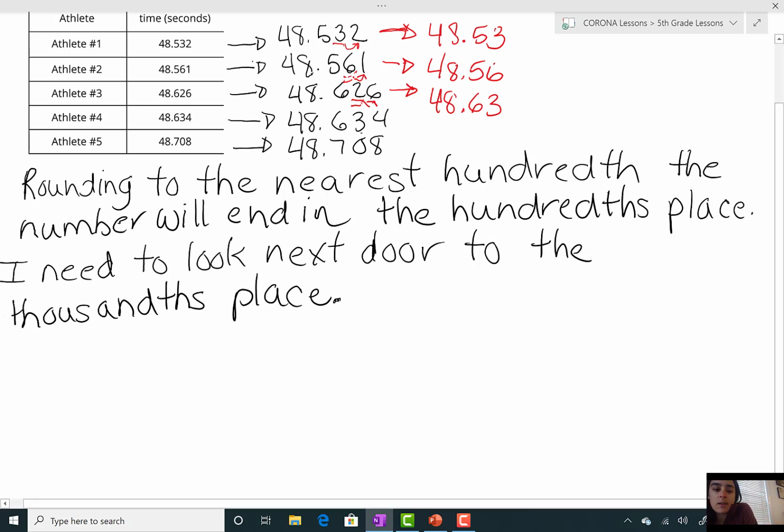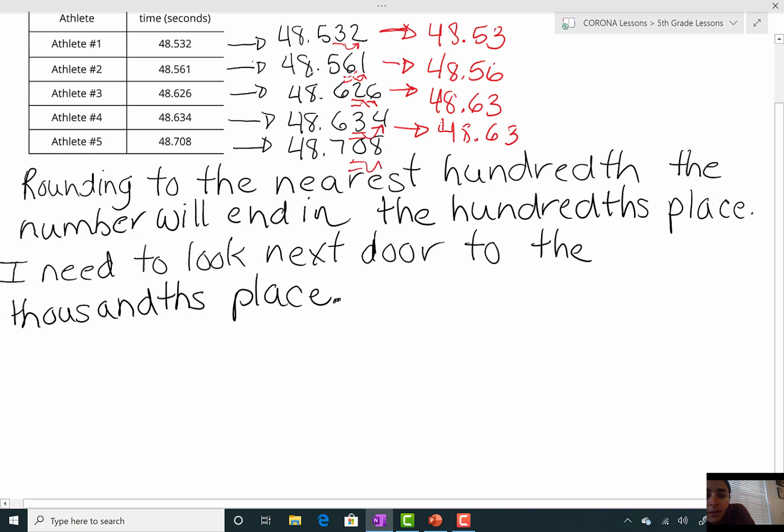Now, let's look at athlete 4. They have a 3 in the hundredths place. They have a 4 in the thousandths place. So in this case, with the 4 in the thousandths place, 4 is still less than 5, their time is going to be 48 and 63 hundredths.